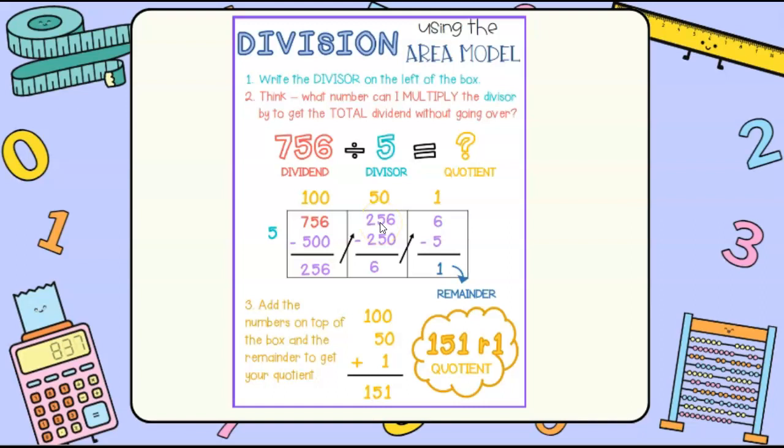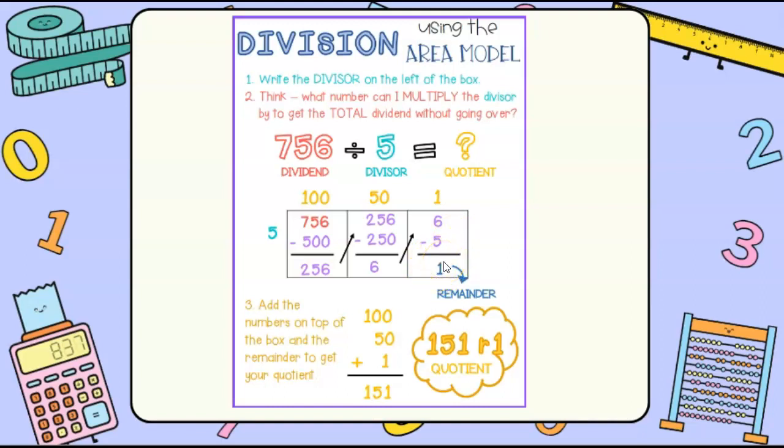Well, what number can I multiply by 5 to get close to that leftover amount? I know that 5 times 50 gives me 250. If I subtract 250 from 256, that gives me 6 left over. I will move that 6 into my next box and think, okay, what times 5 gets me close to 6? I know 5 times 1 is 5, and that gives me a remainder of 1.